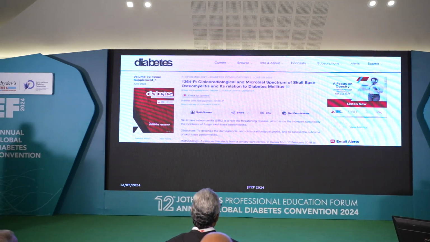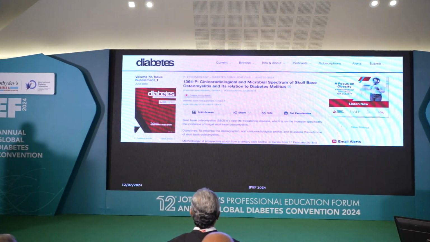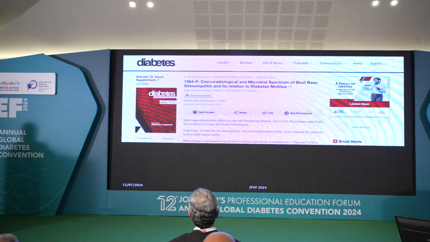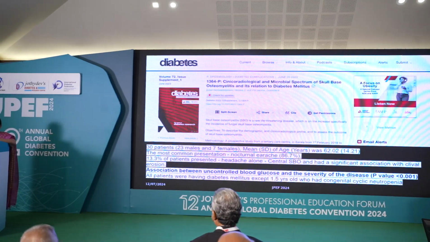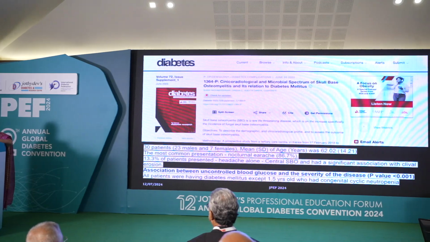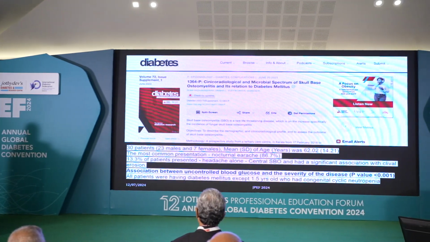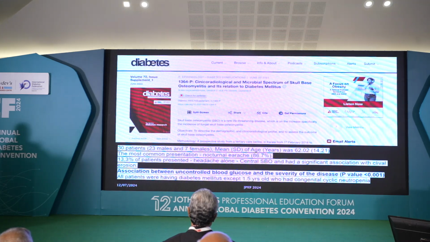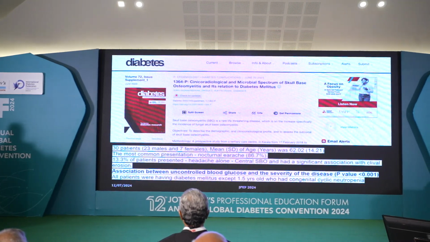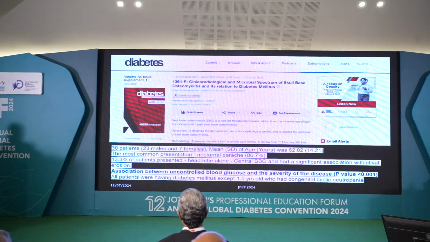This is one we have presented on the clinical, radiological and microbial spectrum of skull base osteomyelitis and its relation to diabetes mellitus. This presentation also showed that the association between uncontrolled blood glucose and the severity of disease was high in patients with skull base osteomyelitis, and diabetes was the most important risk factor.